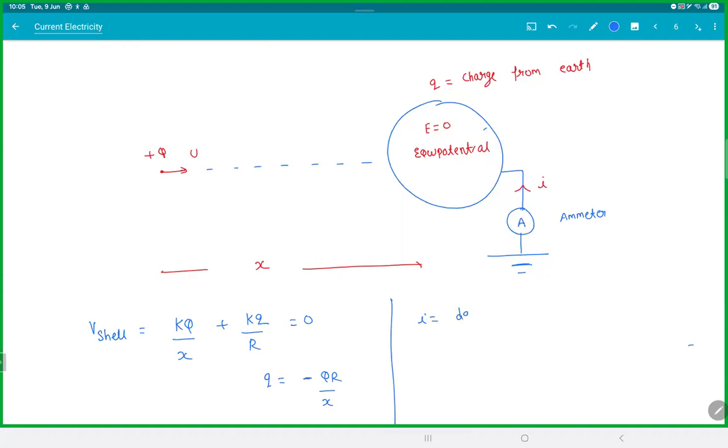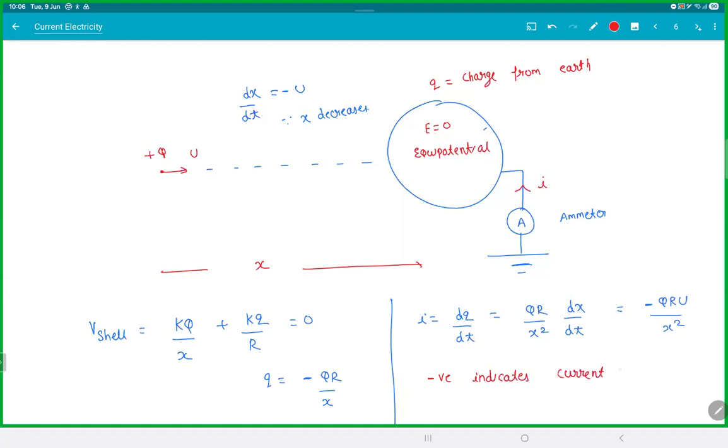I is equal to dq by dt. This would be QR by x square dx by dt. But be careful here, dx by dt is minus u since x is decreasing. So we get the current is minus QRu by x square. The minus sign indicates, I thought current is coming here, actually current is going into the earth. The minus sign indicates the direction is reverse. Q is not positive, so negative indicates current is going into earth.